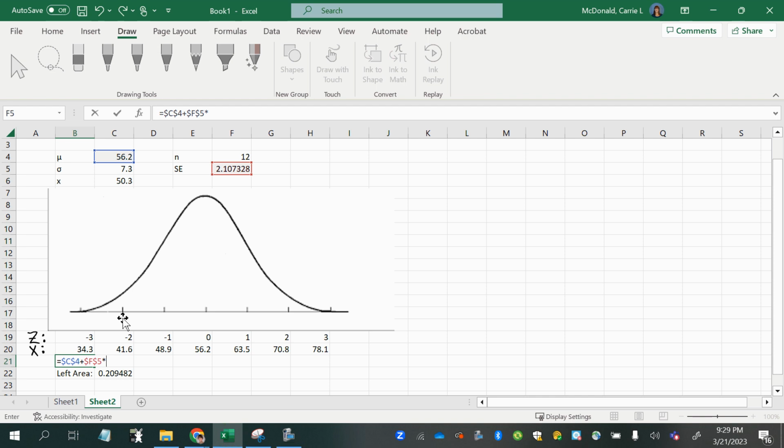So I've got all my values scaled out there, and I think I'll just format these to be 1 decimal place. It's a little easier to look at.